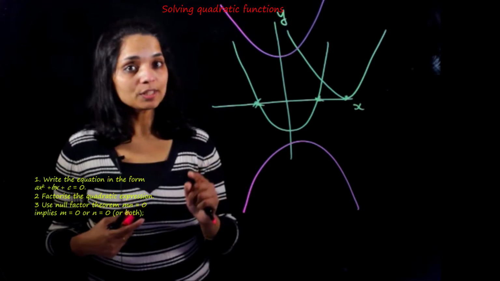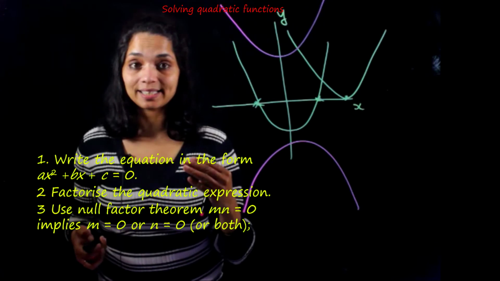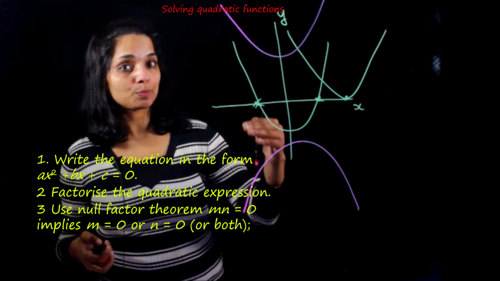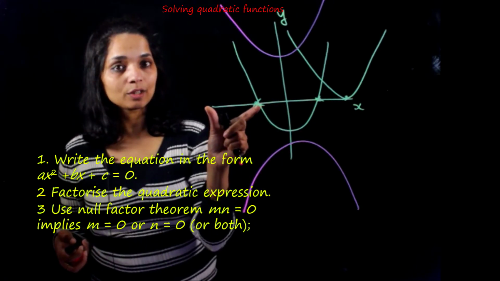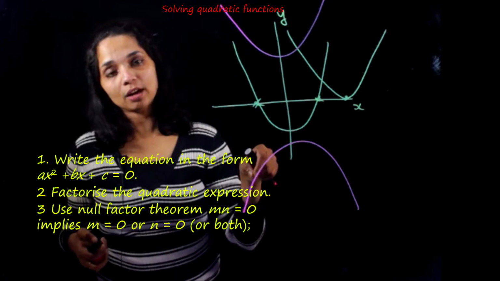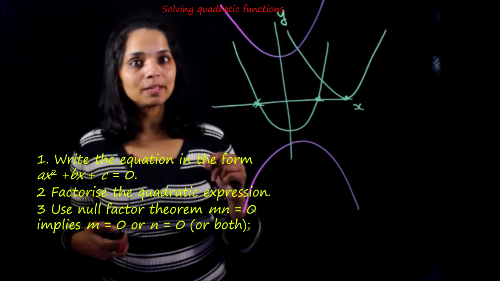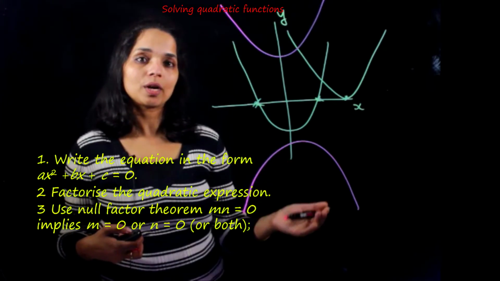Okay, I hope this makes sense to you. So in general, to solve a quadratic equation by factorization, we write the equation in the standard form, ax squared plus bx plus c equals 0, and then we factorize the quadratic expression and then use the null factor law to solve it. In the next few videos, we'll be seeing other methods to solve the quadratic equation by using completing the square or the quadratic formula.